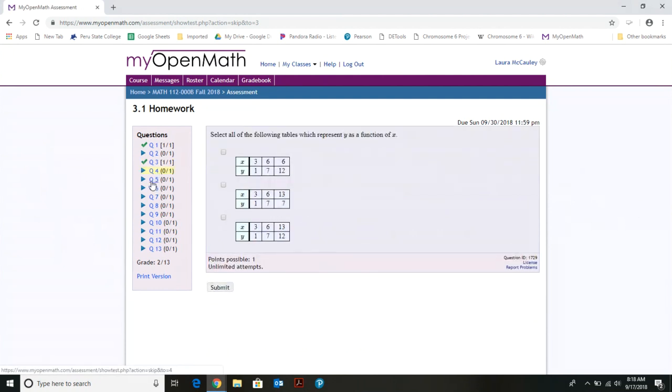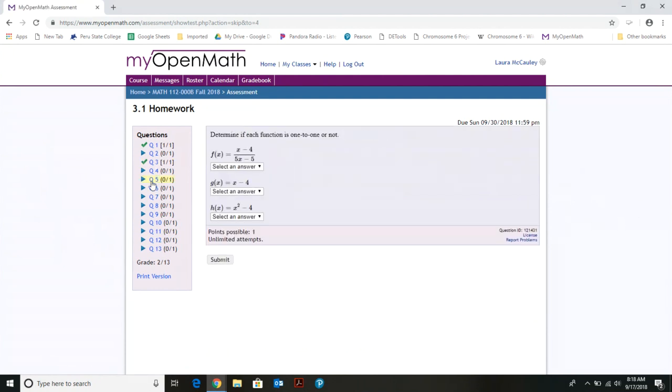8.4, same type of question. All right. So now it's asking us about being a one-to-one function. Remember, to be a function, every x has to have exactly one y. To be one-to-one, it has to work the other way as well. Every y is only related to one x.